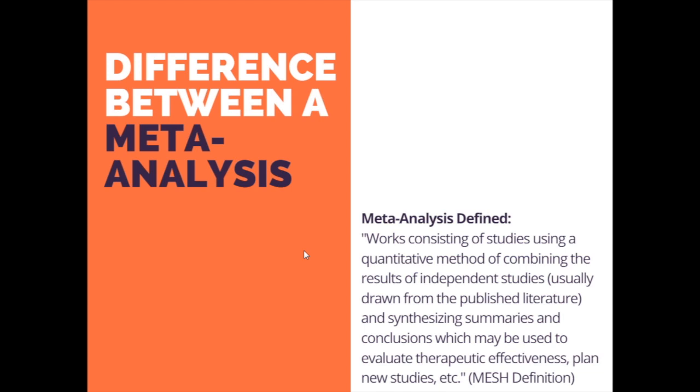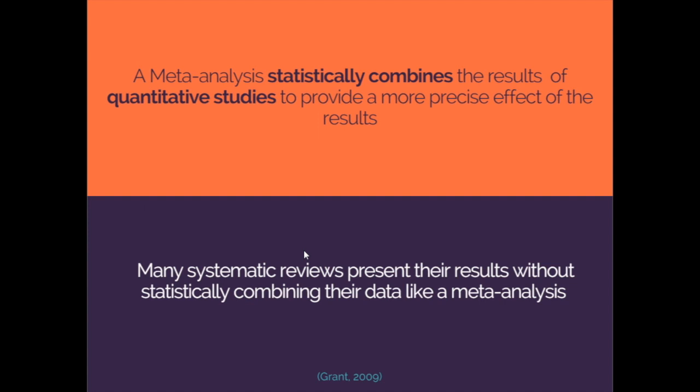And the MeSH definition of meta-analysis is works consisting of studies using a quantitative method combining results of independent studies, usually drawn from published literature, and synthesizing summaries and conclusions which may be used to evaluate therapeutic effectiveness, plan new studies, etc. So a meta-analysis statistically combines the results of quantitative studies to provide a more precise effect of the results.